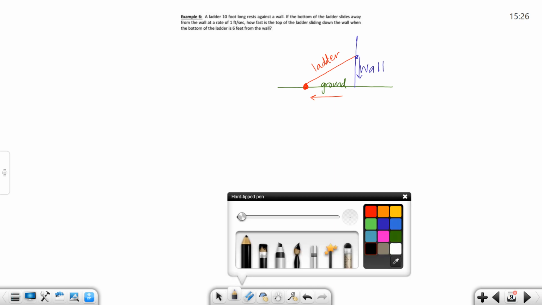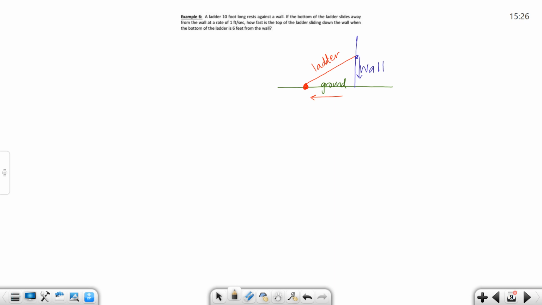Okay, so let's come up with a formula for this particular scenario. The ground, since that's on a horizontal axis, I'm going to call that x. So my bottom leg of this triangle is x. The blue leg is the wall, so I'm going to call that y. And the ladder is the hypotenuse. The ladder is 10 units long. So that's going to be your formula.